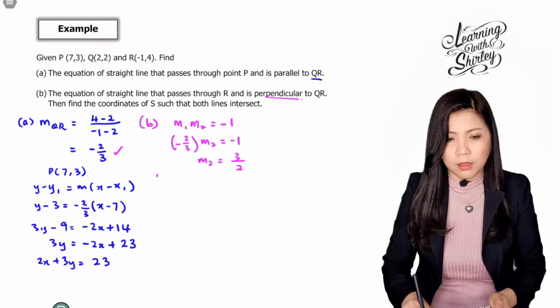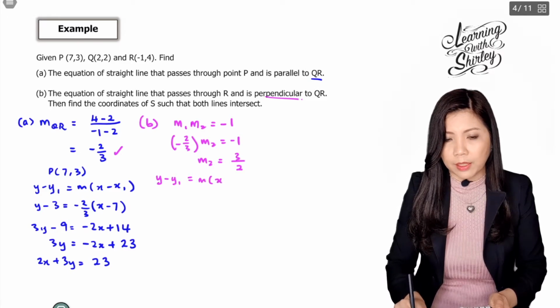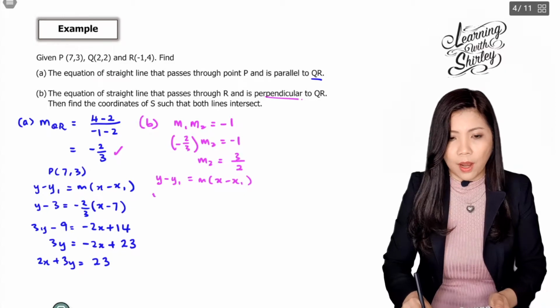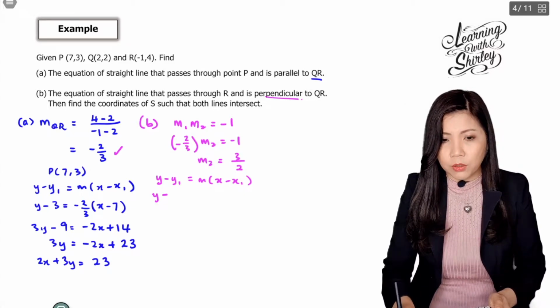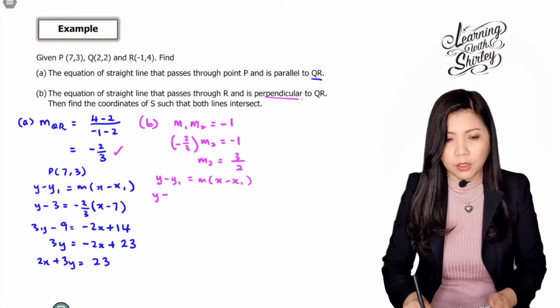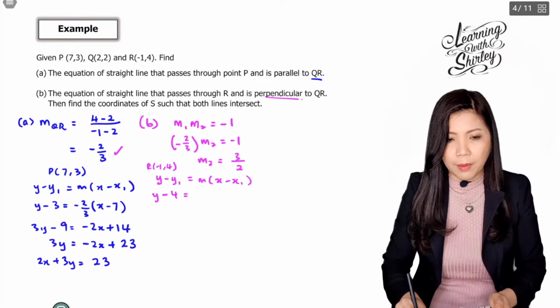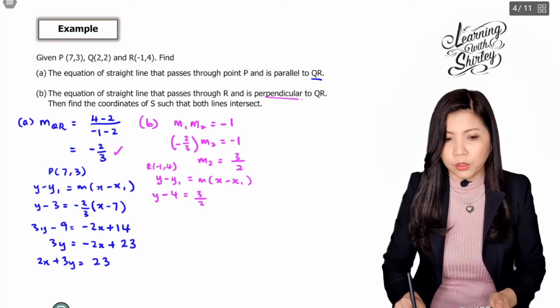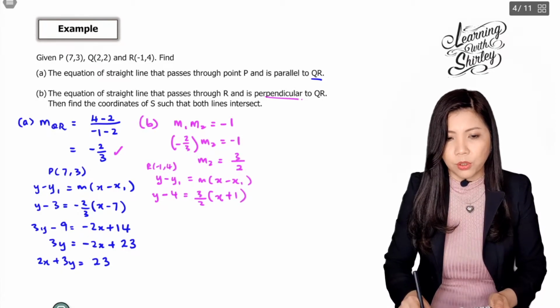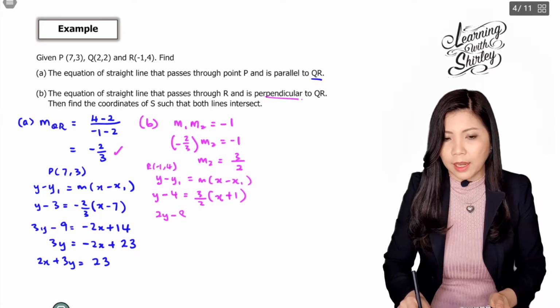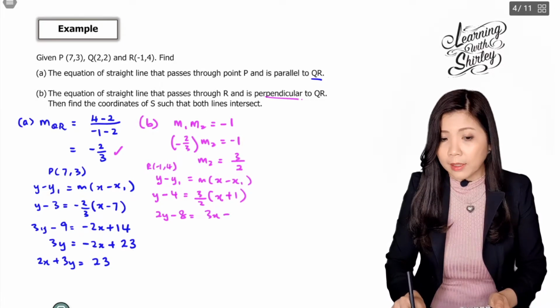Now let's substitute into this formula to find the equation of the straight line. So y minus y1 equals m times x minus x1, and we're going to use the coordinates of R. R is negative 1, 4. So it will be y minus 4 equals, I'm going to use m2, 3 over 2, times x minus negative 1, which will be x plus 1. Then this 2 I shift over, and it becomes 2y minus 8 equals 3x plus 3.